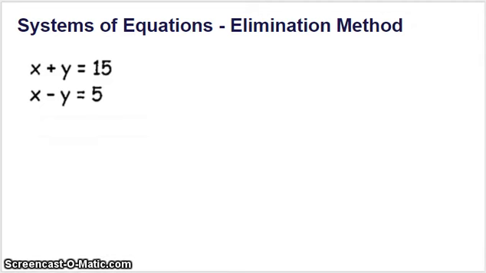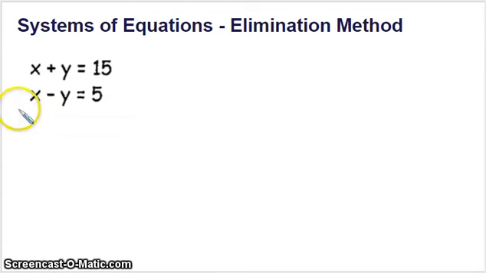So far we've learned graphing, we've learned how to solve these by using the substitution method, today the elimination method. And we're pretty much doing exactly what that says, eliminating something. We're terminating, we're getting rid of something. So the first thing that we need to do here is let's see if we can just eliminate something from this set of equations. So we have x plus y equals 15, x minus y equals 5.